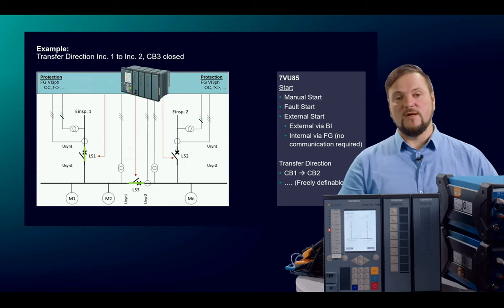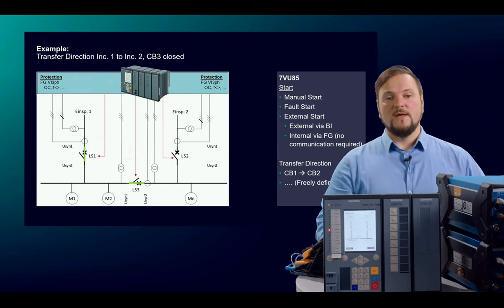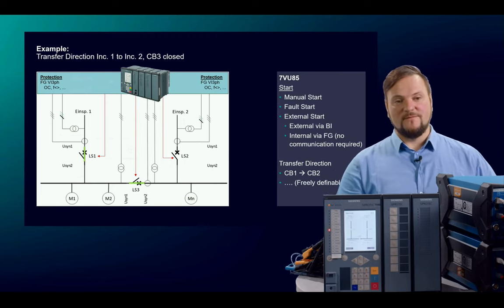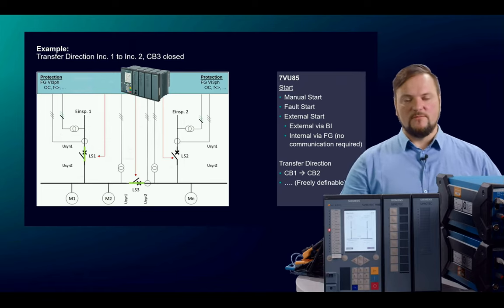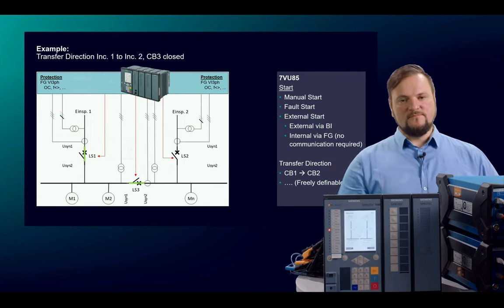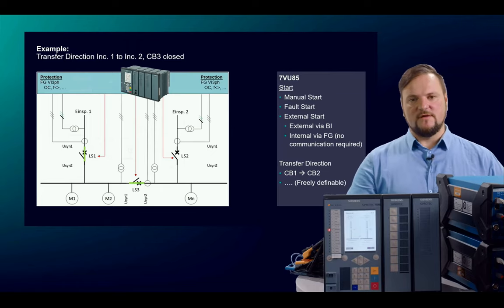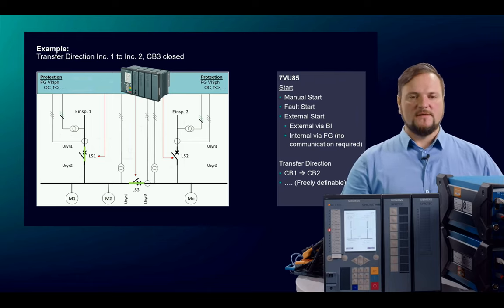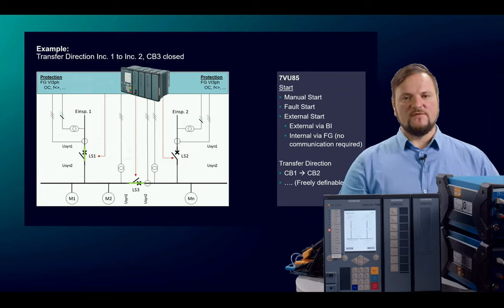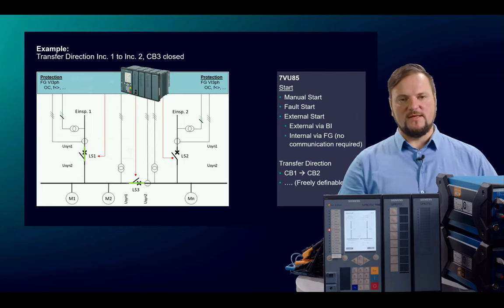We can trigger the transfer by an external signal, but we can also add the protection functions to the device itself, and therefore we are a little bit faster. We do not lose time, and there is no risk of a broken wire, for example. And as I told before, we can also add the transfer directions. All these transfer directions are freely definable, and we also have the possibility for a manual start. We will show it later on.